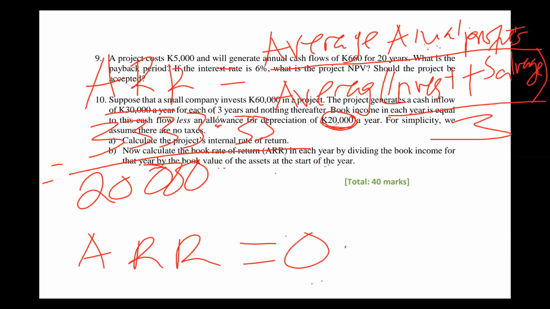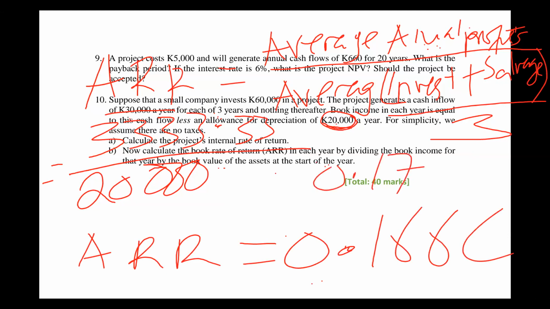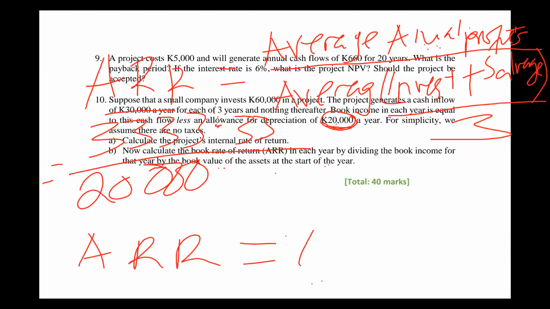0.166666666. 0.1666. So we can say 0.17, isn't it? Which is 17%. So we can approximate it to 17%. Right. Is that clear?